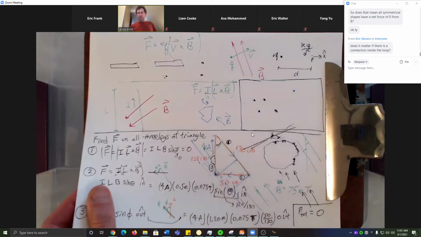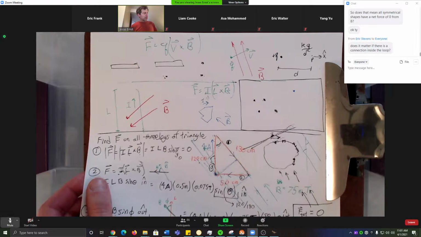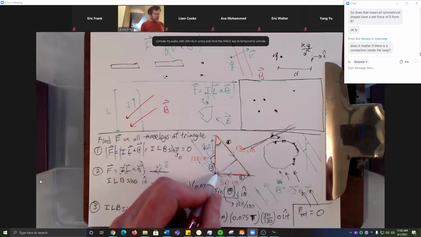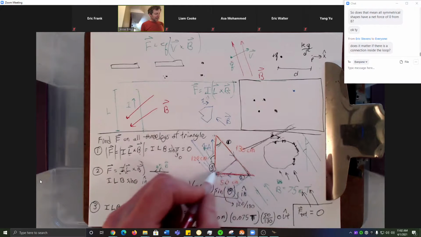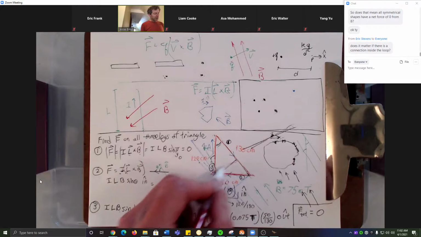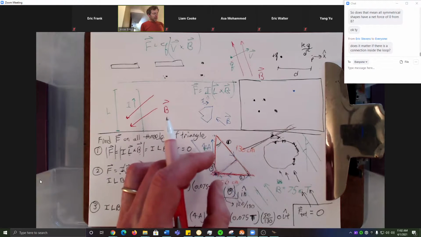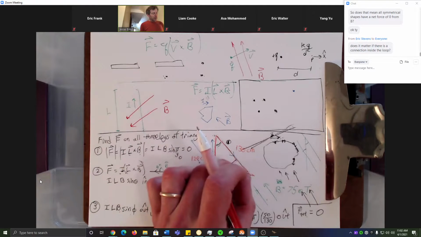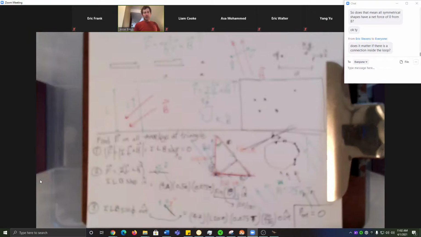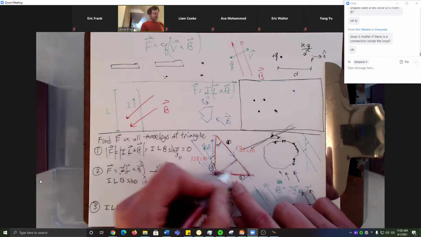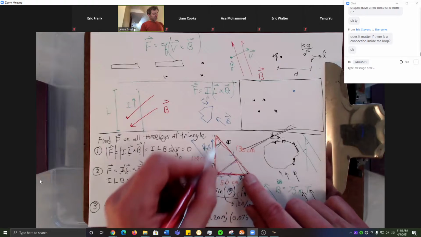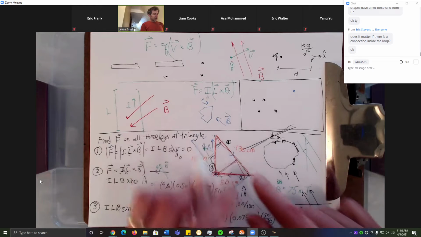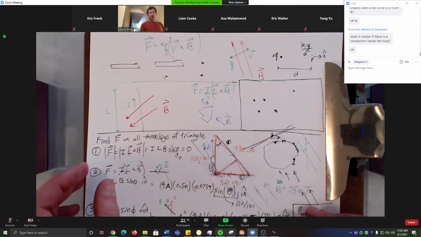Eric, does it matter if there's a connection inside the loop? Yeah, you'd have to figure out a path for the current. If you wanted the current to go like this, that'd be more complicated. If you had multiple loops, I believe the short answer is it would still be 0, because each loop would have a force of 0 on it. If you had a messier circuit with different currents flowing, like one of those 2-loop circuits that we did, you'd still get 0 because all the legs would cancel out.